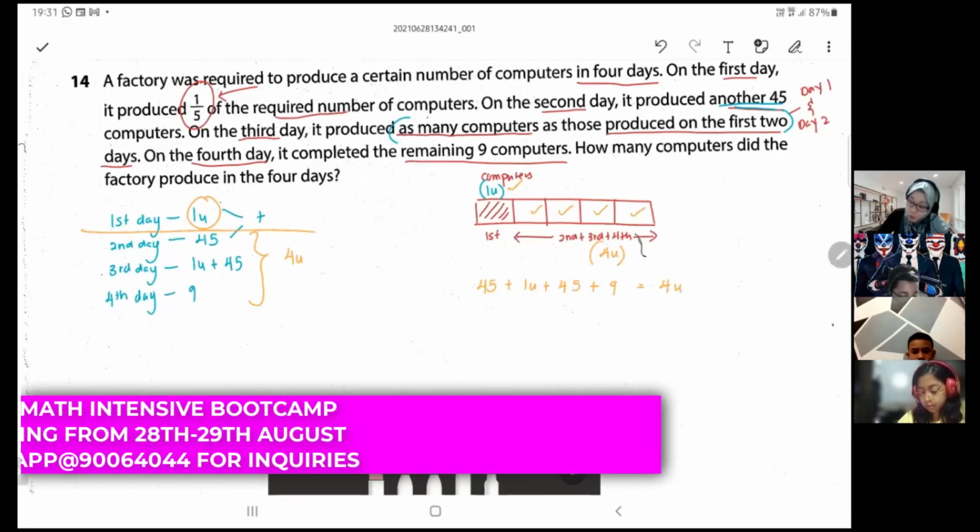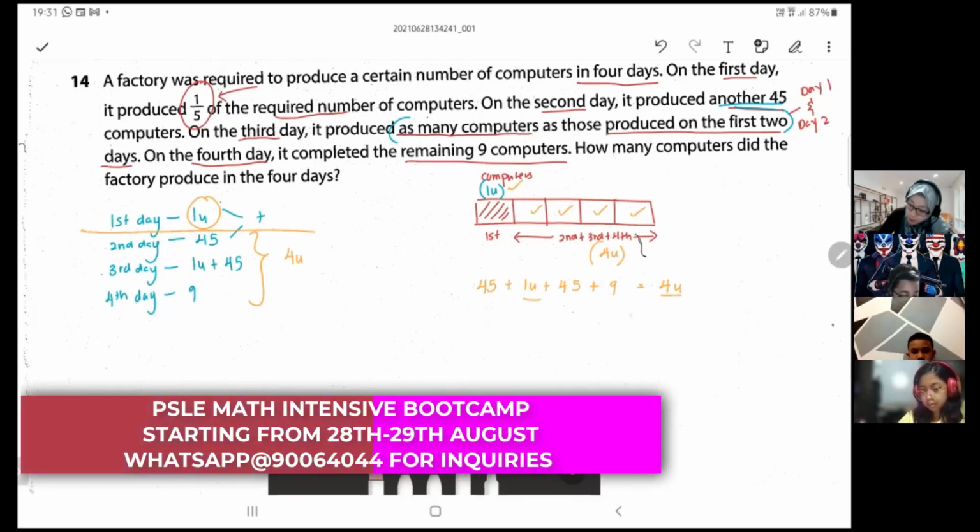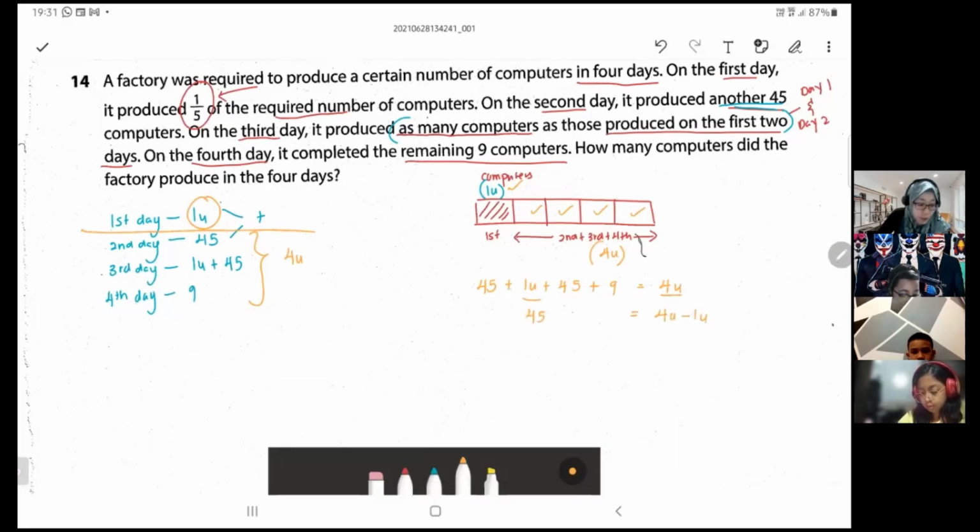Okay, so units and units one side equals to 4 unit minus 1 unit. 45 plus 45 plus 9, 99 equals to 3 units. Swap it if you don't get this. You can terbalik it. 3 unit represent 99. 1 unit is 99 divided by 3 equals to 33. How do I get 33? Okay, I don't stop there.